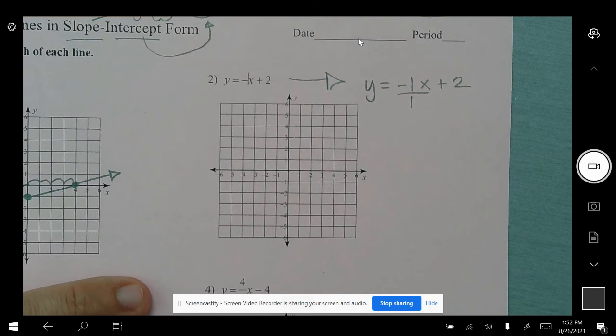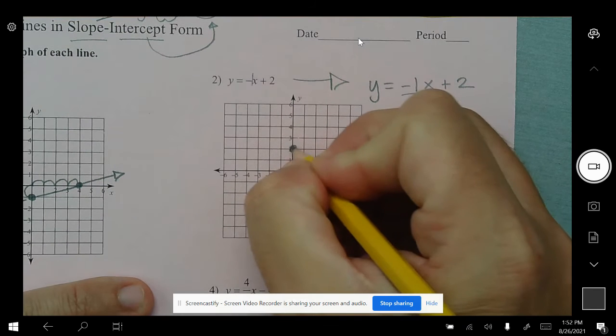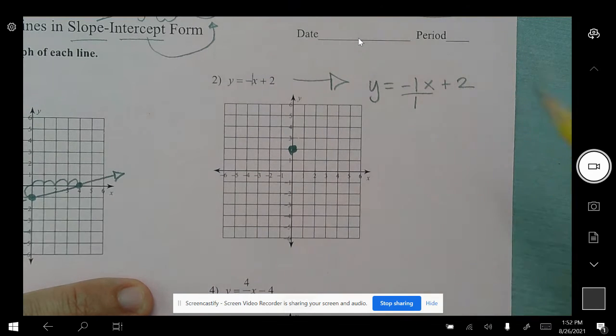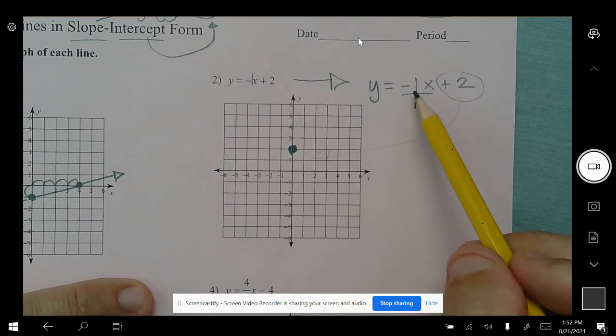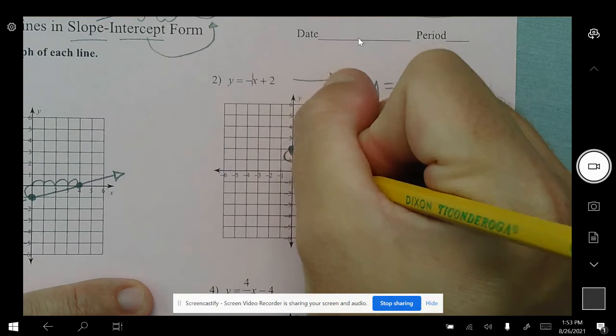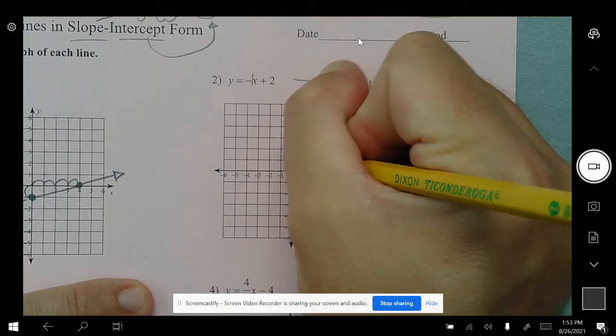Could it be -1/1? Okay. So put +2. Why do I start there? Because that's my y-intercept, my b, my y-intercept. You always start here. All right. That's my y-intercept. Then I'm going to go what from there? I'm going to go -1/1, down 1 to the right 1.